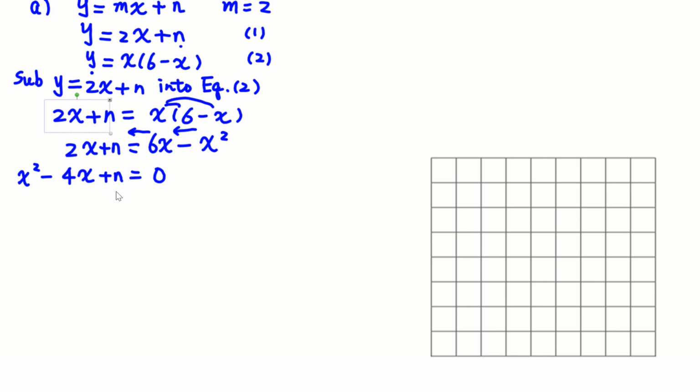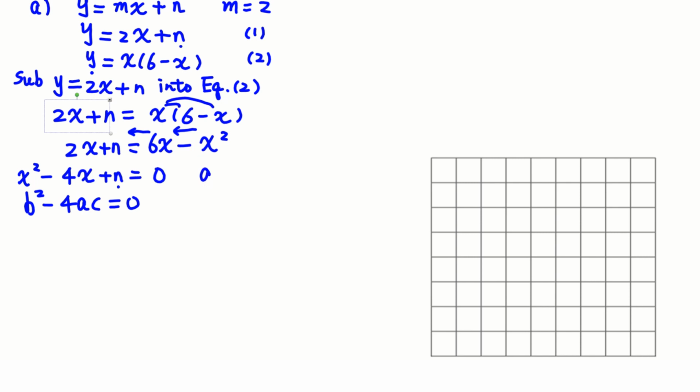We are looking for the n value, so this is one equation with two variables, and we couldn't solve it, but we could use b squared minus 4ac equals 0 because the n needs to give you only one solution. So one point of intersection, so b squared minus 4ac needs to be 0. So we have another equation, then we are able to solve for this n value.